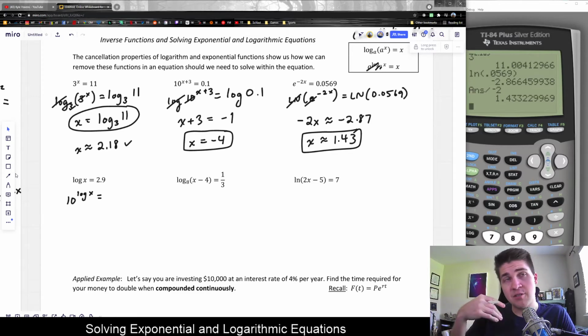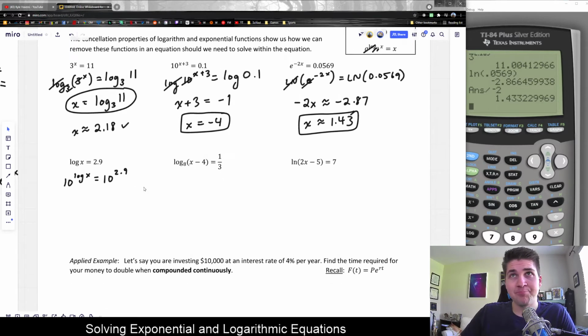The verb term for taking an equation and raising it by a base power is called exponentiating. If I exponentiate this equation, I need to do the same thing to both sides. I would do 10 to the log x is equal to 10 to the 2.9 power. Notice that if I ignore the base 10, this is the same equation, log x is equal to 2.9. The sensibility of why this works is just because I did the same thing to both sides. If this is equal to this, well, 10 to that is equal to 10 to that.